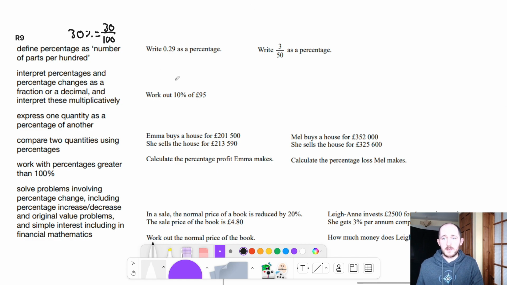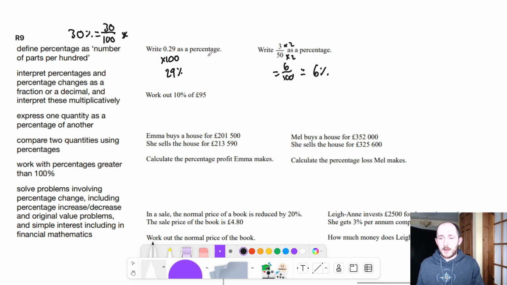So if you have a decimal, to convert it to a percentage, super easy. You just multiply by 100, which gives you 29%. To do a fraction as a percentage is a little bit more legwork, but we're going to use this fact that we have up here. We're going to make the denominator equal to 100. So how do I get from 50 to 100? I times by 2. So that's 6 over 100. So it means this must be 6%.